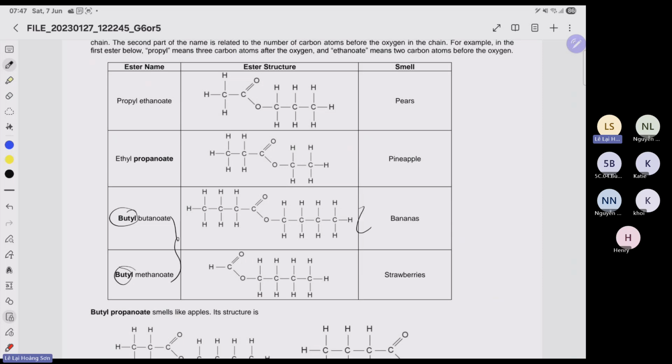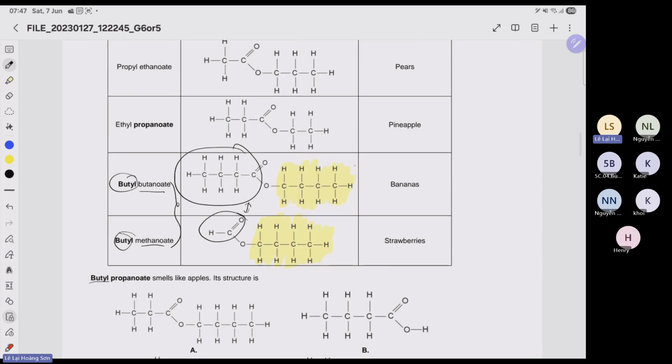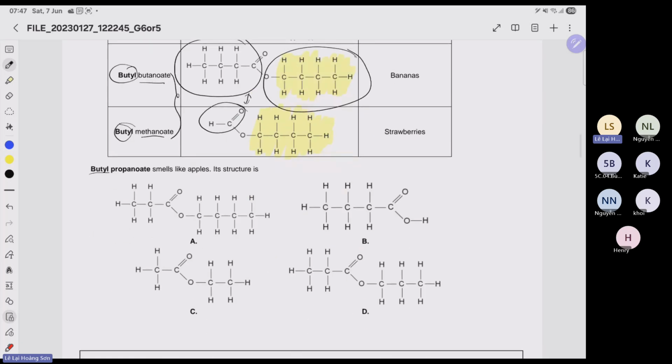So you have to compare these two, and you see that the common part is this region here. The different part is this region here. So butanoate and methanoate will depend on these two regions. And so in the final product you have butyl propanoate. So you want to keep this. You need to choose something that has that part. So you eliminate this one, you eliminate this one.